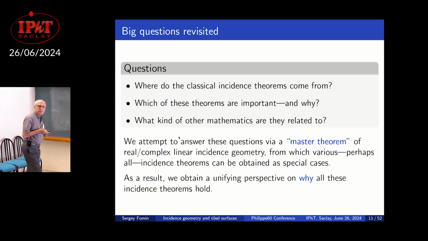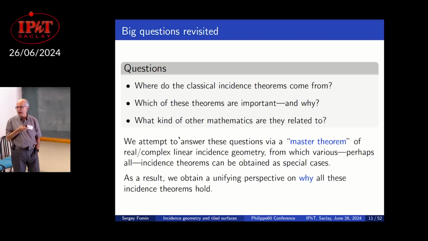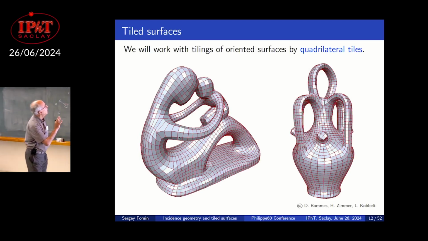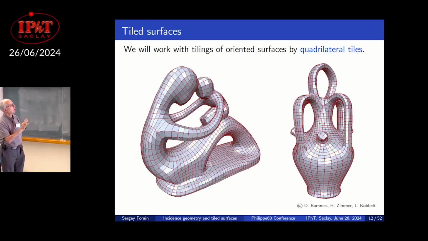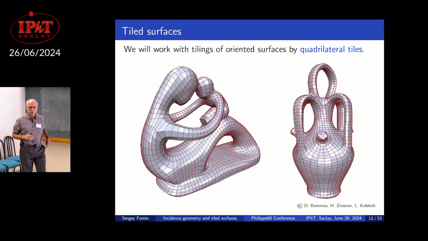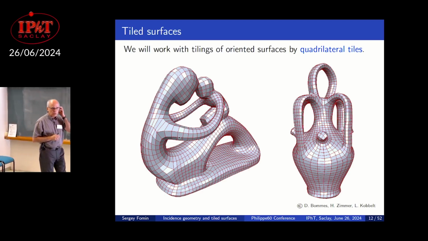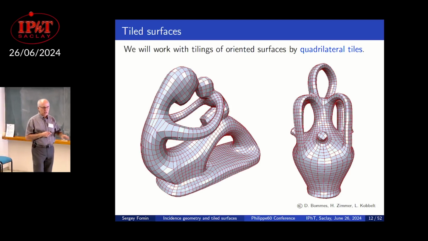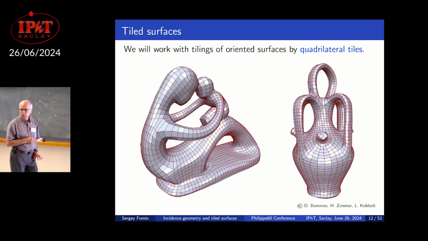And as a result, we will obtain a unifying perspective on why these theorems hold. So I promised you a lot, so let me deliver now. We will work with tilings of oriented surfaces by quadrilateral tiles. This is what Mireille called quadrangulations, right? So you start with a closed oriented Riemann surface, and we work in the topological category. So there is no geometry on the surface, just viewed up to homeomorphisms. And we tile it with quadrilateral tiles.